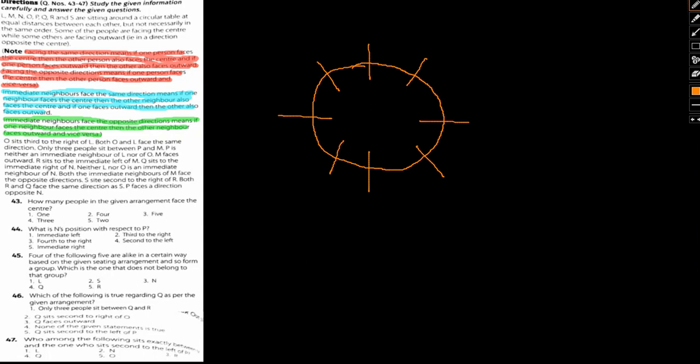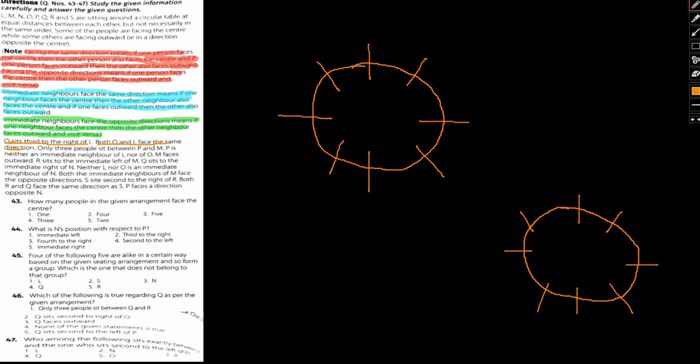O sits third to the right of L. Okay, this is one point. O sits third to the right of L. Both O and L face the same direction. Let me do one thing, let me draw two charts. 1, 2, 3, 4, 5, 6, 7, 8. Here it is given that O and L face the same direction.